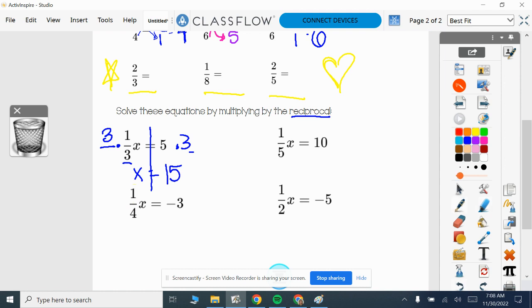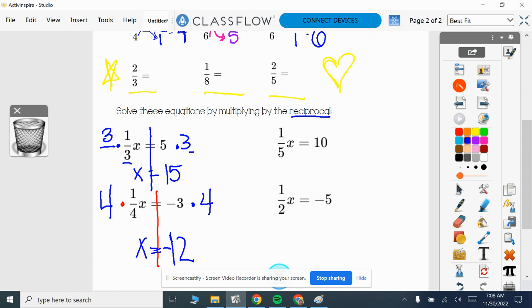All right, let's go. Let's see if we can do this. We're going to draw a line down the middle. We're going to multiply by the reciprocal. My reciprocal is going to be 4 over 1 here. I just flip it, okay? But I know 4 over 1 is the same as 4. So I'm going to multiply both sides by 4, and I'm left with x is equal to negative 3 times 4, which is negative 12, because a negative times a positive is always negative.